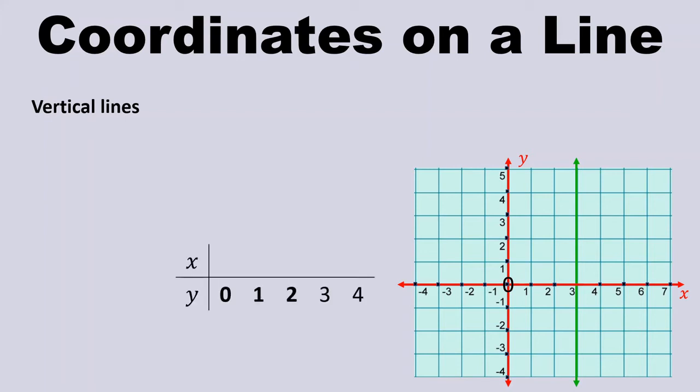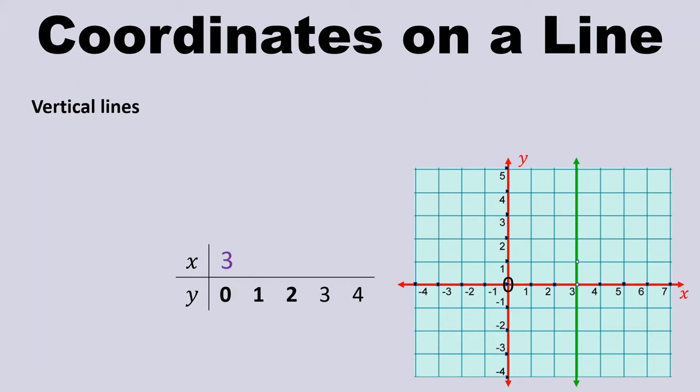Otherwise, let's set up a table of values again, but this time, as we said, the x values are not changing. This line does not go from left to right at all. So here I've put different y values. When the y value is equal to 0, what's the x value? I have to run across to 3 and then take the elevator to 0. So that's the point 3, 0.